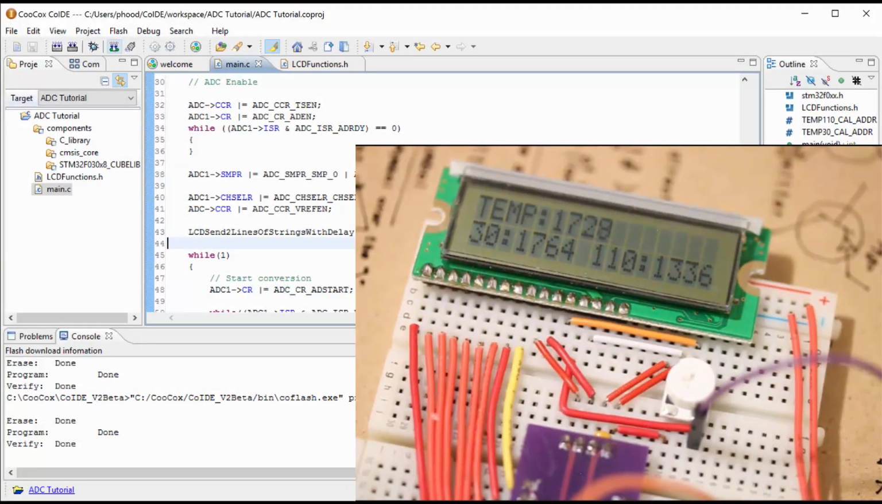This is perfect, since this is probably going to be a linear relationship between the 30 degrees and 110 degrees and the 1764 and 1336. It should be a straight line between those two points. So let's see if we can draw something up and see if we can figure out this formula.